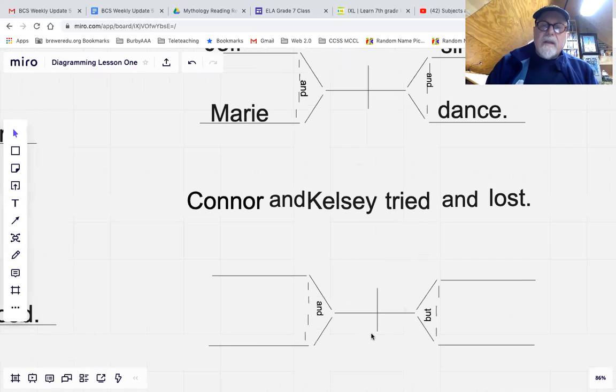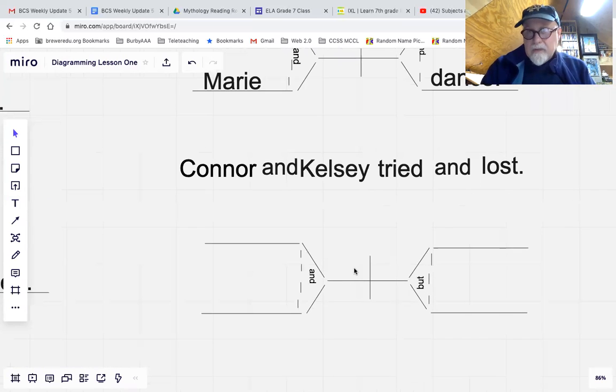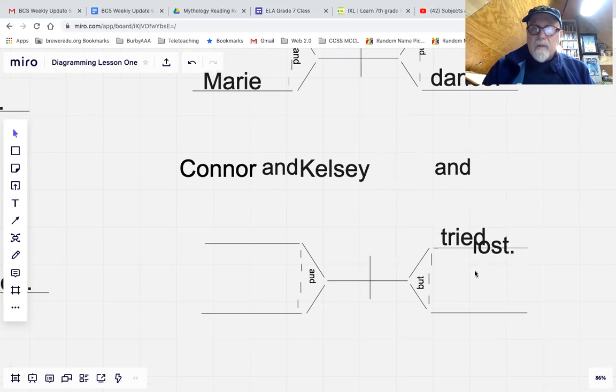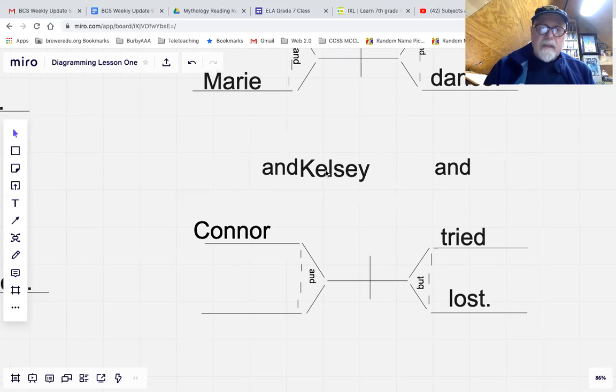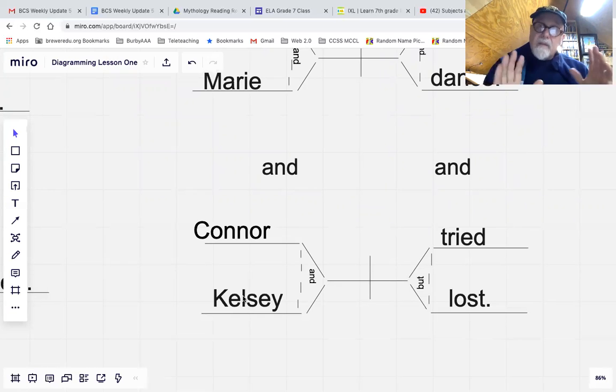Let's try this one. Connor and Kelsey tried and lost. First part of the algorithm, what's happening here? Well, trying and losing. We got two verbs. That's okay. We can have two verbs, three verbs, four verbs. And then we say, well, who or what tried and lost? Connor and Kelsey. You could have three. You could have Connor, Kelsey, and Bill. So the simple subject, we're not worried about that. That's next week. Complete subject, Connor and Kelsey. Complete predicate, tried and lost.